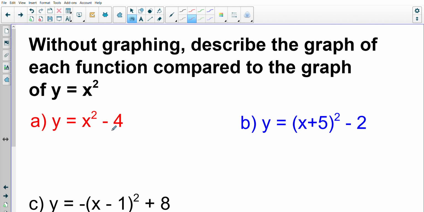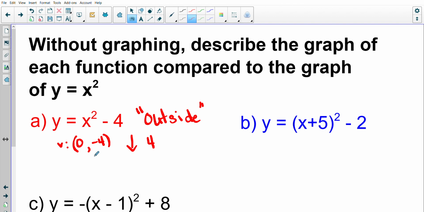So this minus 4 is outside the squaring. That's not really a math term. That just means it's not part of what's being squared. So that means this parabola has the same shape as x squared. It's been shifted down 4. So our vertex is at the point 0, negative 4. It's not been stretched. It's not been flipped upside down. It's just been shifted down 4.